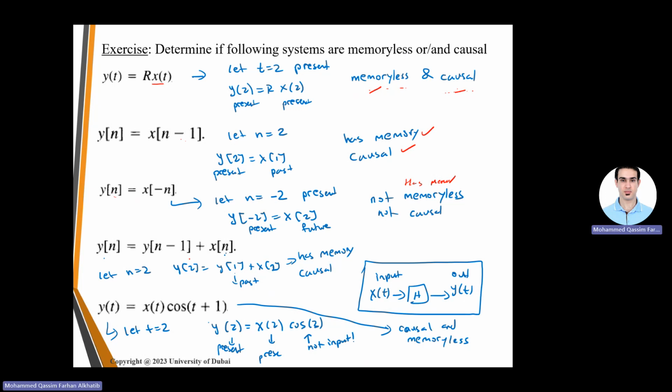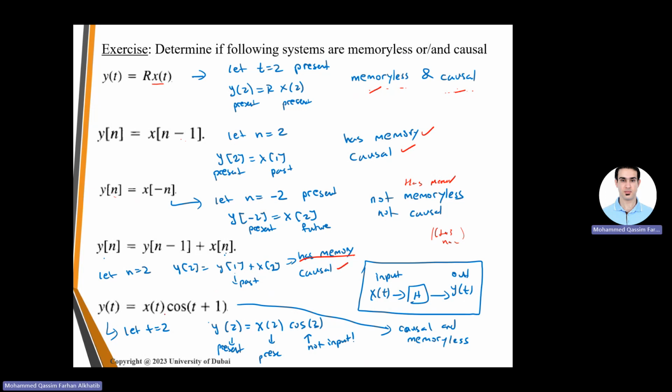y of n equals y of n minus 1 plus x of n. So at n equals 0, y of n relies on y of minus 1. So it relies on some point in the past. So it has memory, so not memoryless. Now, there's no reliance on the future. Basically, when you have any manipulations like t plus something or n plus something, it means that it's not causal. But in this one, it does not have future values, so it is a causal system.